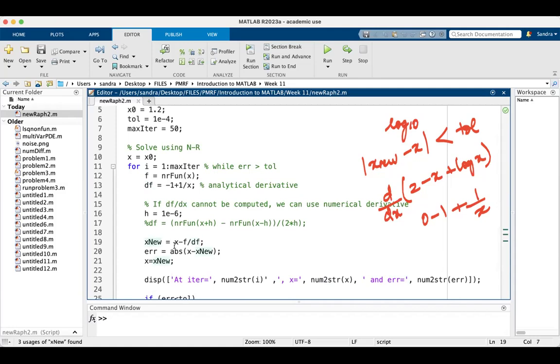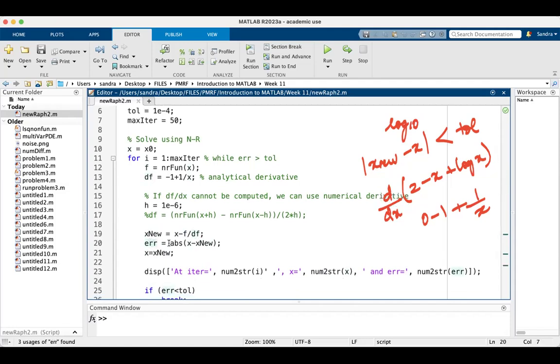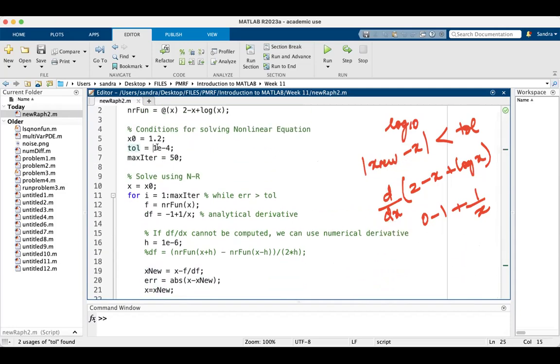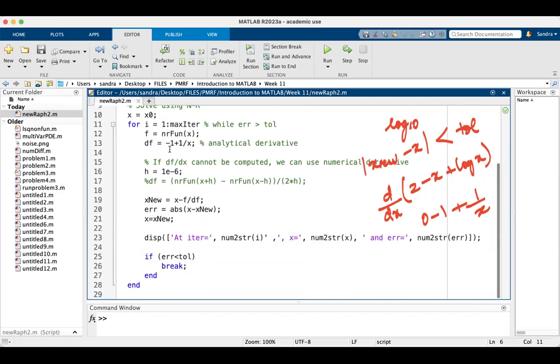Now what you do, the new x value is the old x value minus f divided by the analytical derivative. Now what is the error value? Error value is the absolute difference between the new x value and the old x value, like what I have said here. And then after calculating the error, you update the x value with the new x value. This loop will continue until my error goes below the tolerance. When the error goes below 10 raised to minus 4, then we break out of the loop. Till then the loop will be running.